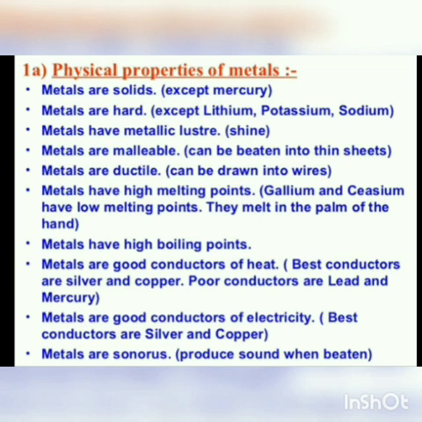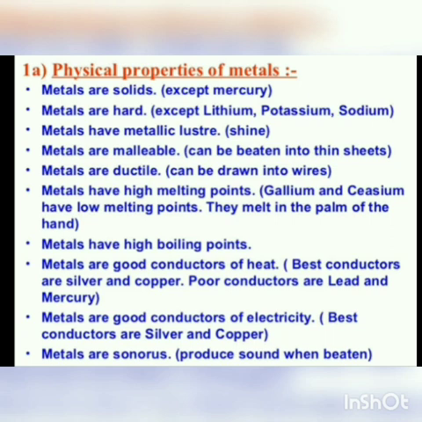Metals are solid at room temperature. Examples: iron, copper, silver, aluminium, which are also solid in state, except mercury. Some metals are very hard, except lithium, potassium and sodium. Lithium, potassium and sodium are very soft metals. They can be cut with a knife.